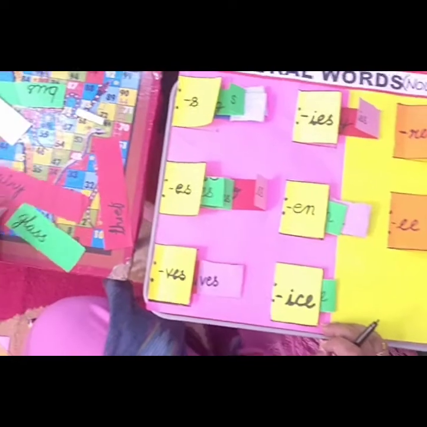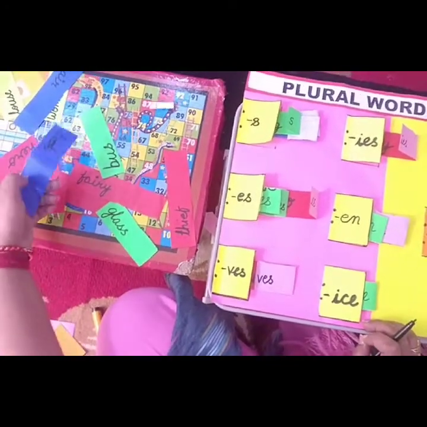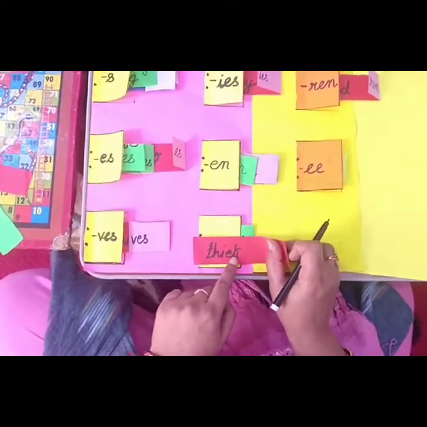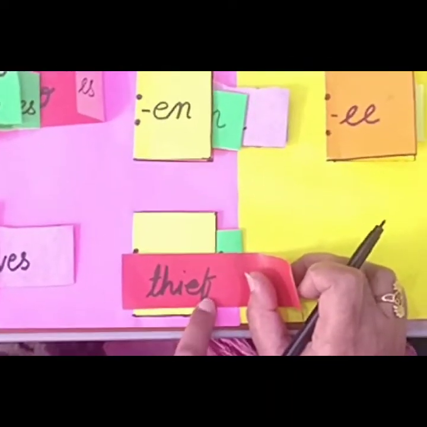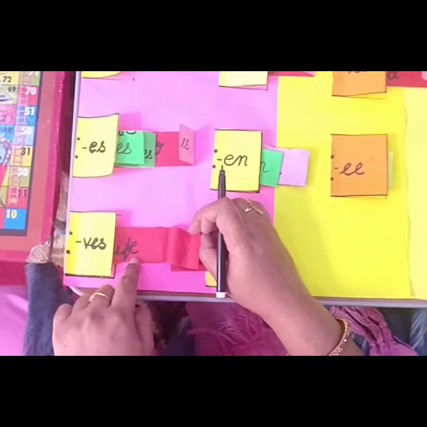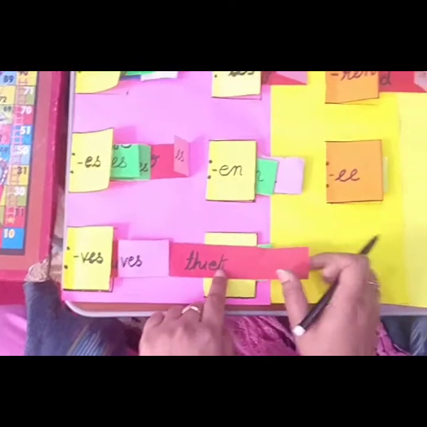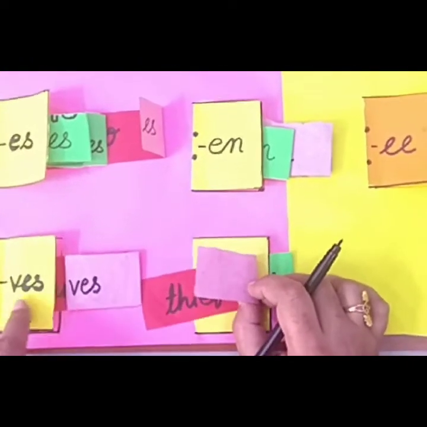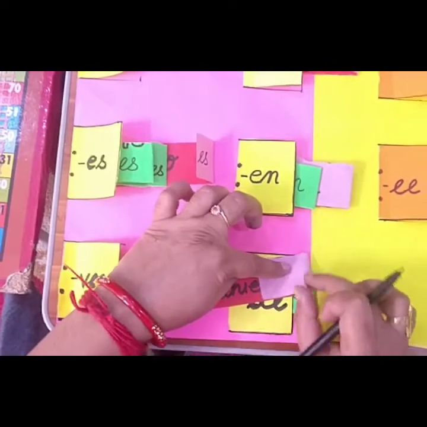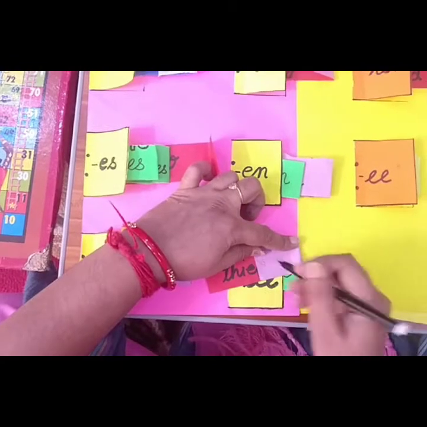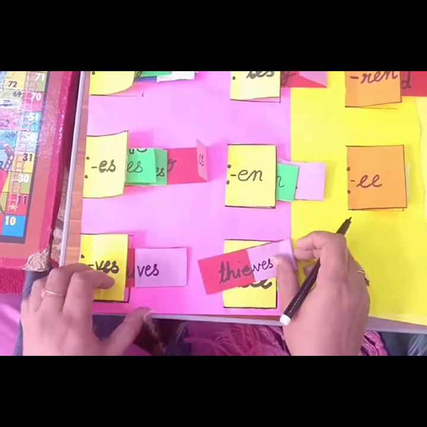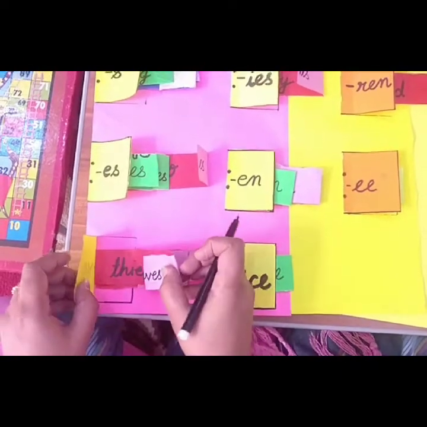We can take another word like this. Let's take another word, thief. Here the word ends with F. I told you whenever the word ends with FE or F, we add the suffix VES. So here we have to hide the F and write thieves, T-H-I-E-V-E-S. So thief will become thieves and we'll place it under this book cover.